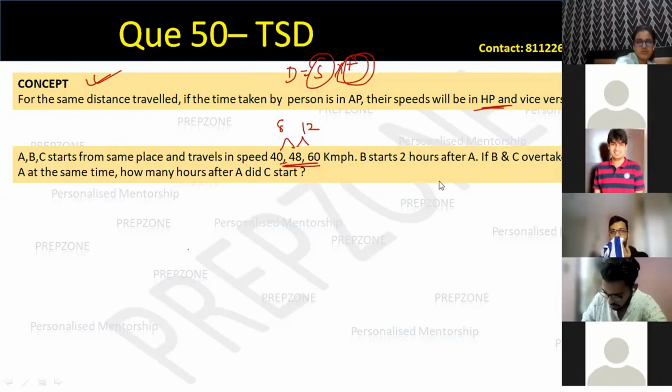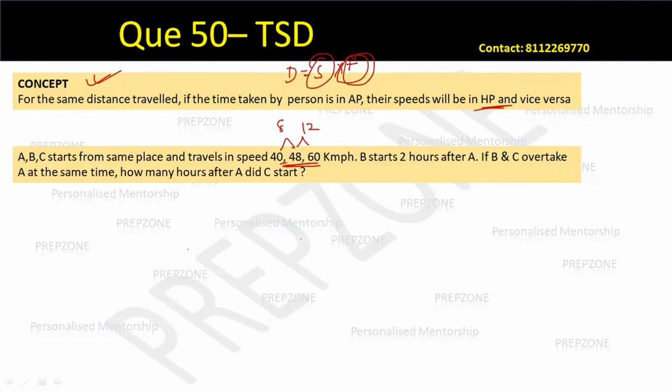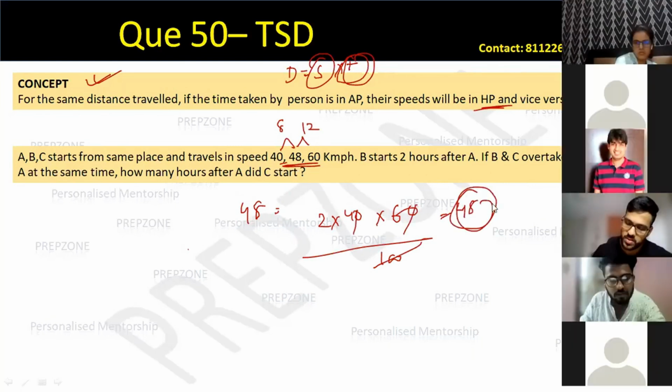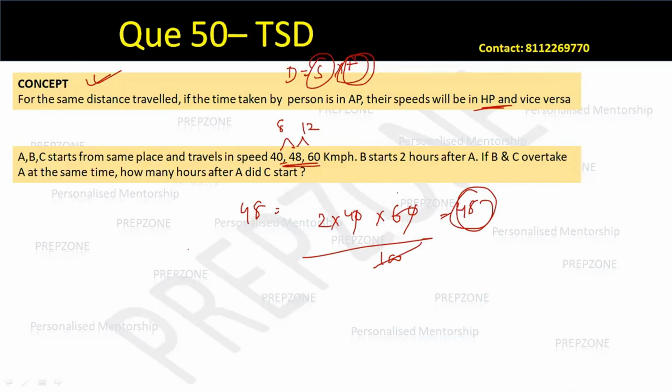Check. How do you check whether the speed are in HP or not? Speed will be in HP when 48 will be equal to 2AB upon A plus B. So 2 into 40 into 60 upon 40 plus 60 is 100. So yes, this is coming out to be 48, which means speed are in HP. Clear? Speed HP में. Now, if speed is in HP, time taken will be in AP, which means no matter from where they have started. B starts, say this is A, okay?